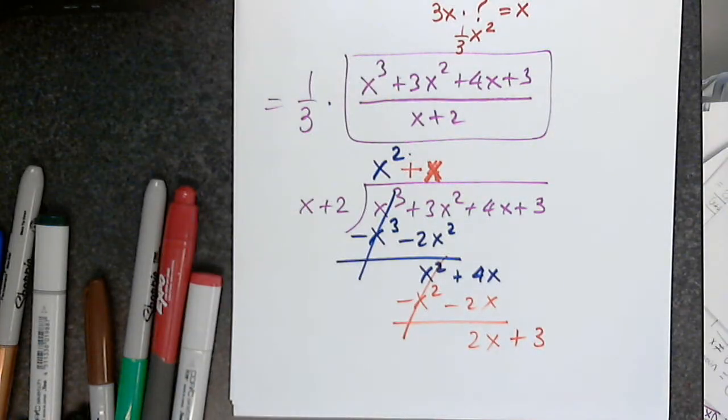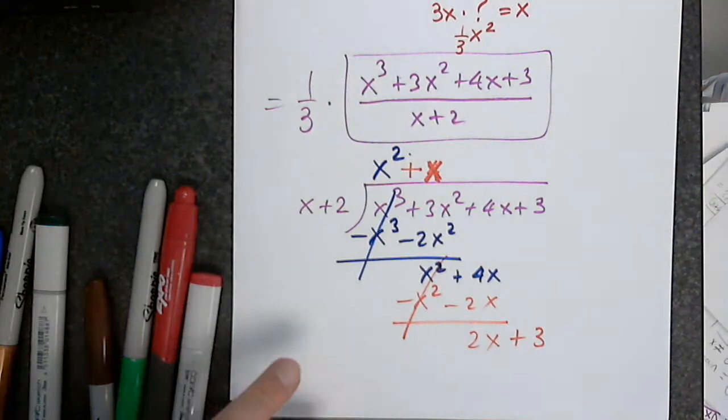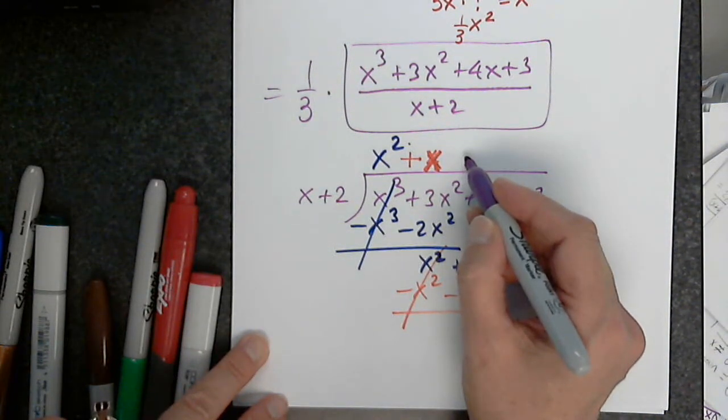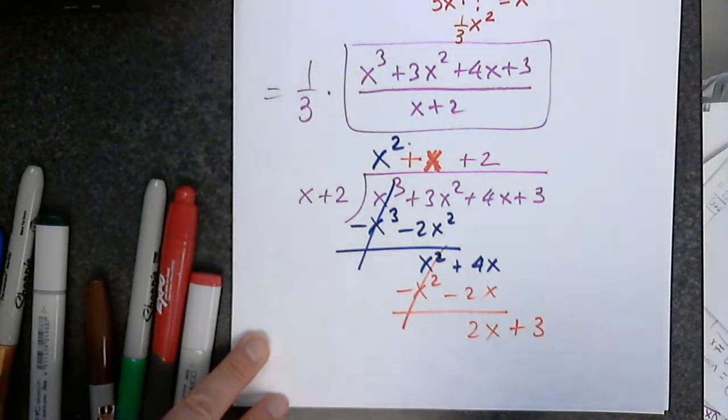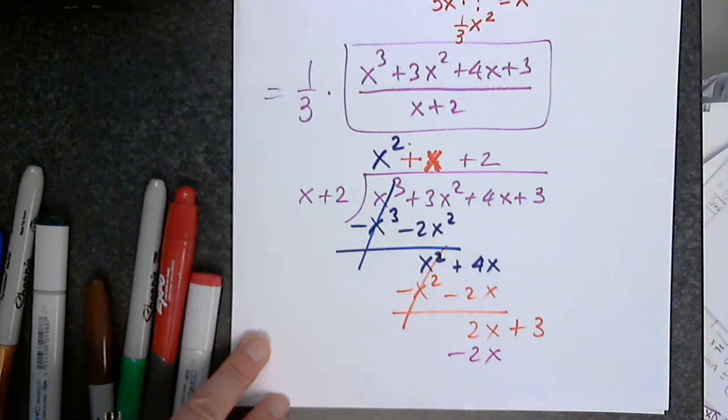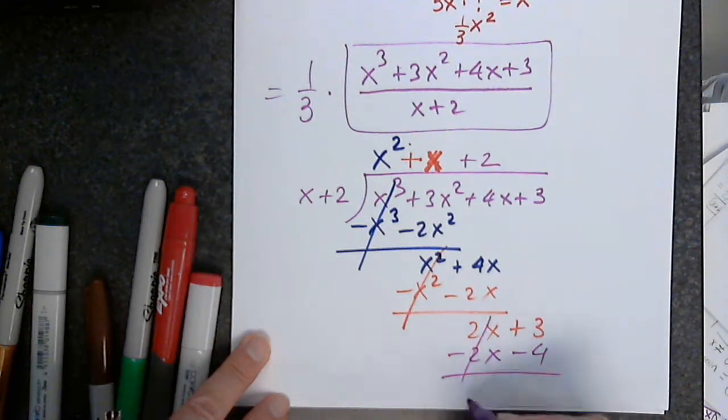Okay. Final question. X times what is 2x? I need the sign. Yes, of course. And then 2 times x is 2x. The opposite. 2 times 2 is 4. The opposite.